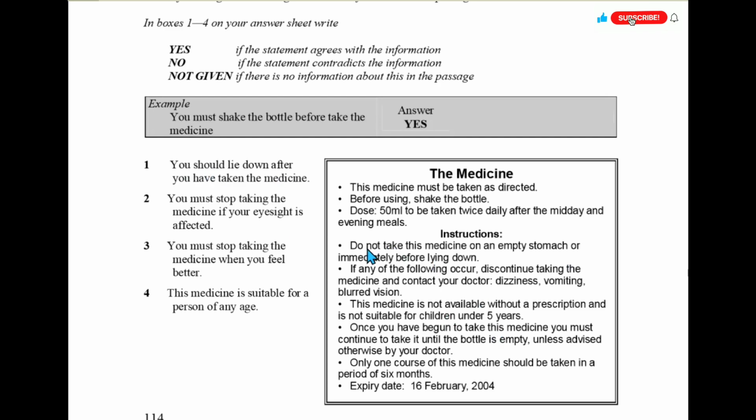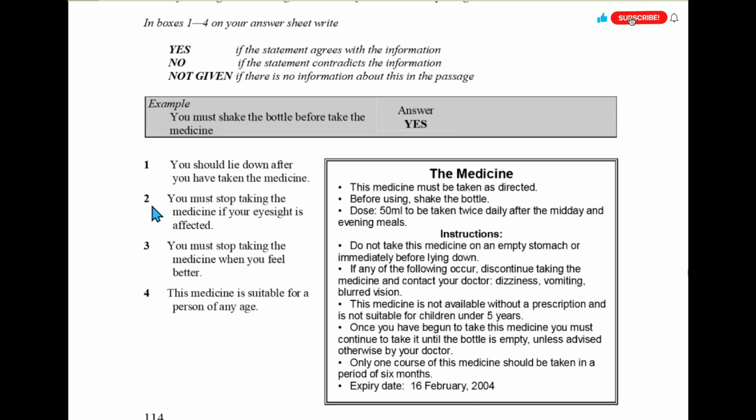So do not, and then you should, and then they're saying lying down. You're getting lying down. But this part is like after taking medicine, before lying down if you're taking medicine. So it's the same thing. It is not a not given because every single part of this question is there in the instruction. So it's given, and that will be a no.